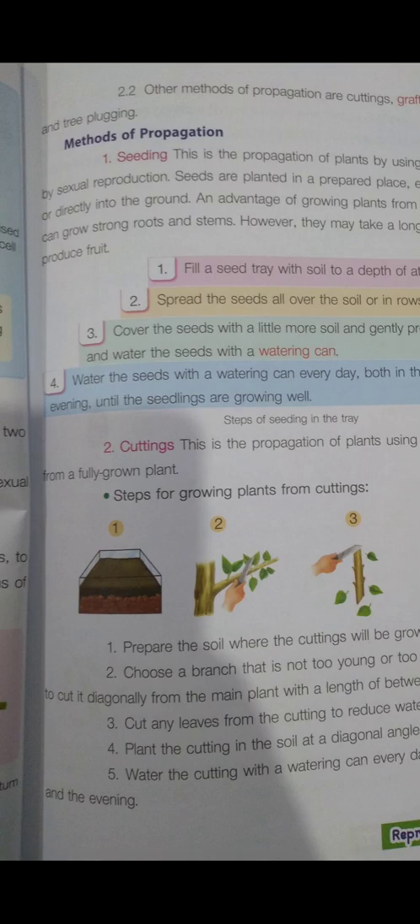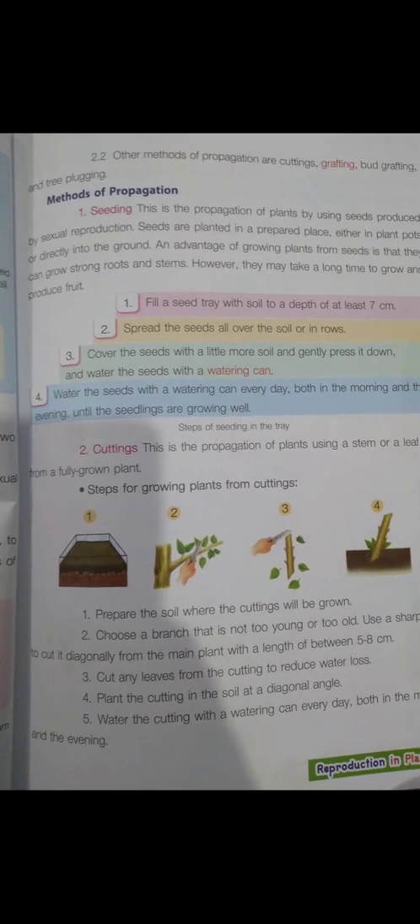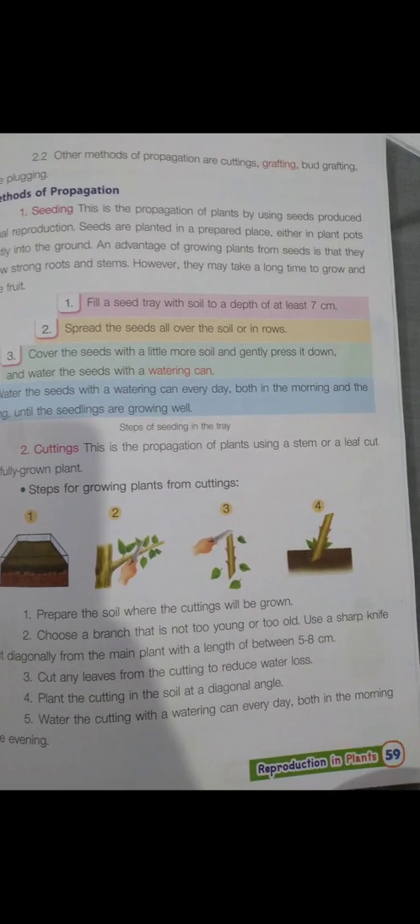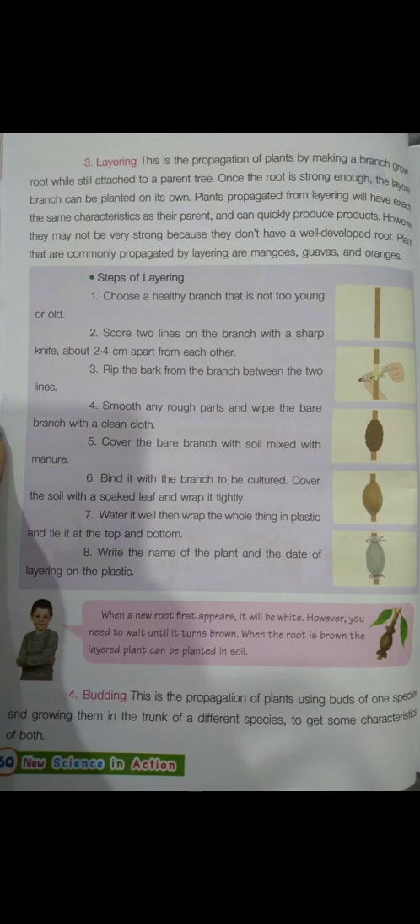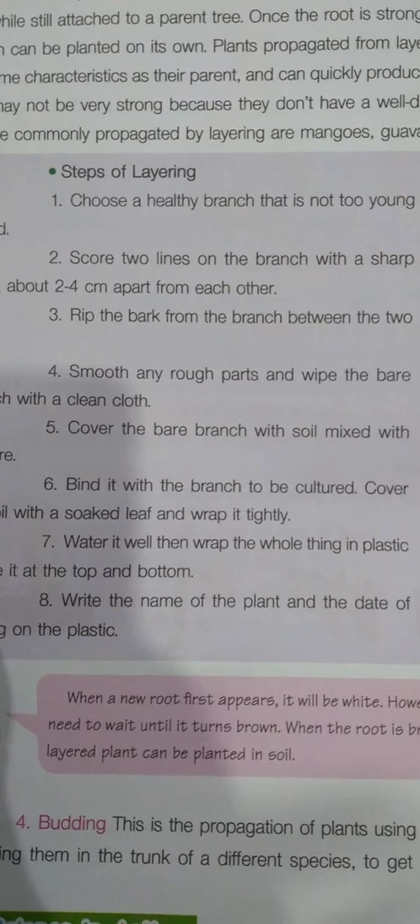So that's the steps for growing plants from cuttings. Now please open your book on page 60. On page 60, another method of propagation is layering.